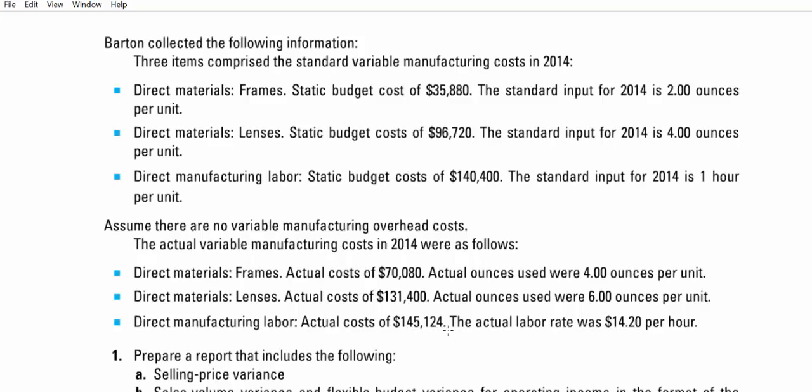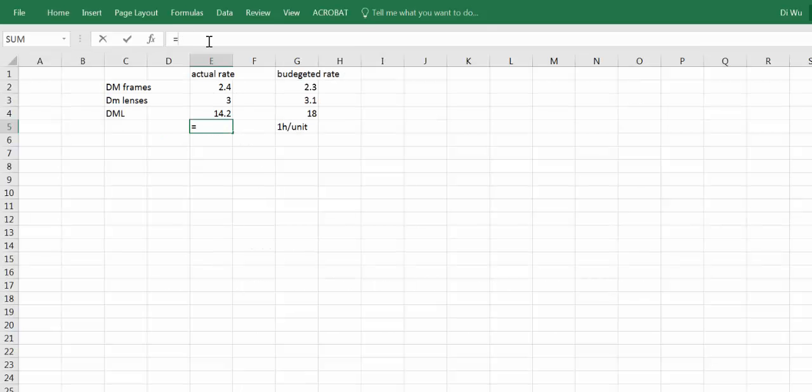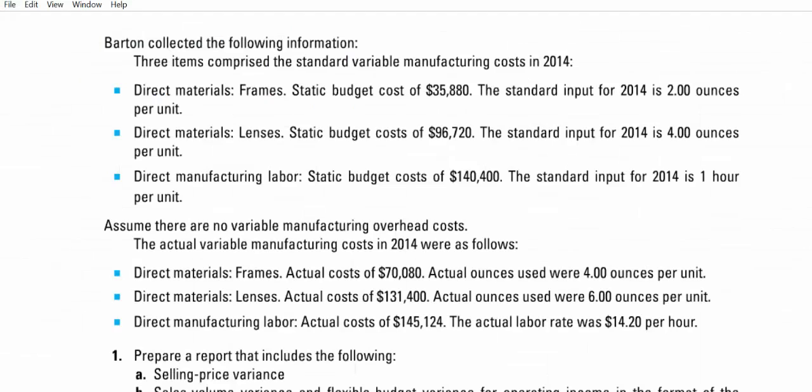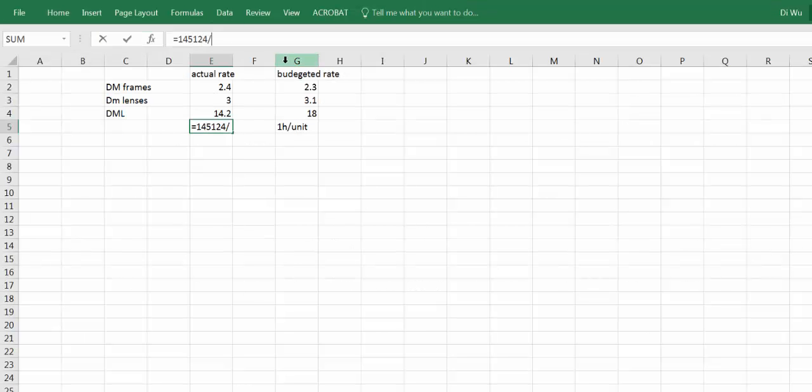So it's 145,124 divided by 7,300, then divided by 14,020. Okay, that's how you find the usage of manufacturing labor hours. So it's 145,124 divided by $14.20, then divided by the number of units manufactured. So we're looking at 1.4 hours per unit. Okay, so that's about the kind of efficiency.